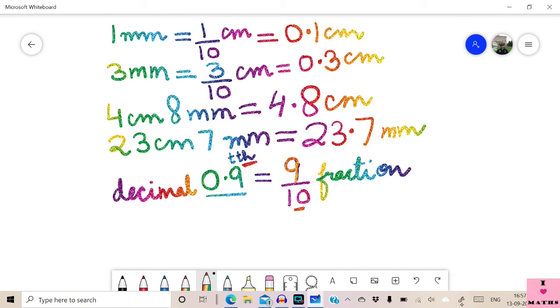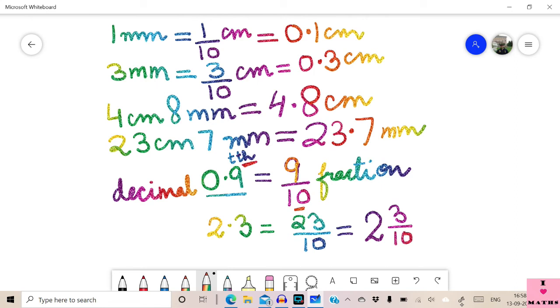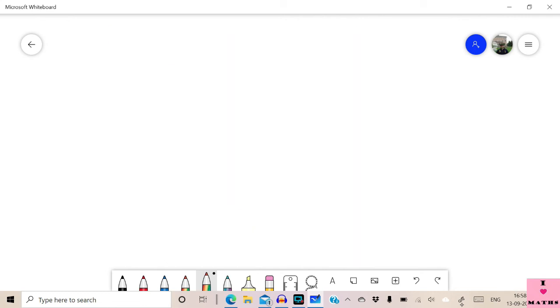This is the fraction, and this is the decimal. Now, if we have to write the fraction of 2.3, that would be 23 upon 10, or this is equal to 2 whole 3 upon 10. Children, both of them are correct. This is 2 whole and this 3 represents 3 out of 10 parts. So 2 whole 3 upon 10. And when you change this mixed number into an improper fraction, you get 10 twos are 20 plus 3, 23 upon 10.